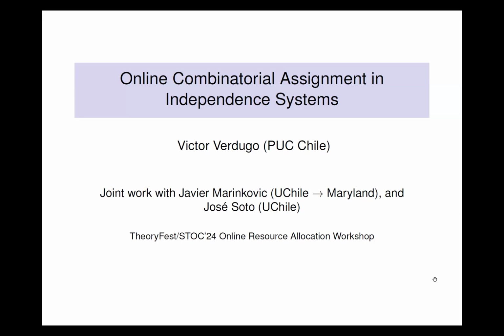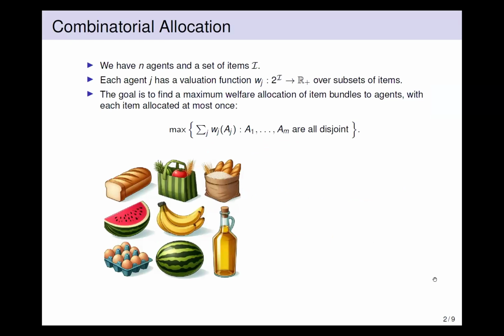So, let me start with a brief recap of the combinatorial allocation problem. This is essentially what Andres showed yesterday. I will have n agents and a set of items, which we call I. Each agent will have a valuation function, Wj, defined over subsets of items, and it will take positive values. The goal is to find the maximum welfare allocation of item bundles.